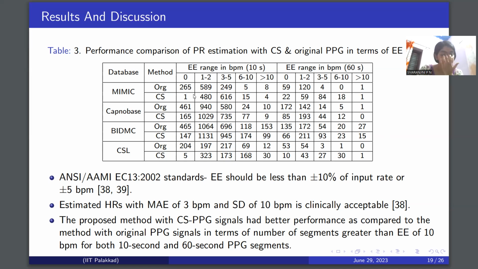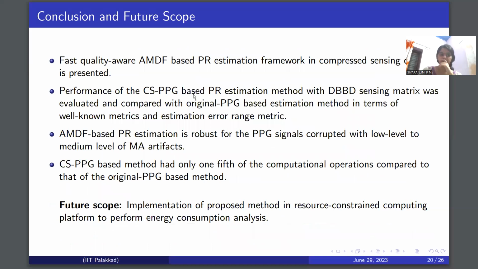And we also see that the number of segments which have error 0 is less for CS PPG. However, the number of segments which have error within 5 beats per minute is almost equal or better for CS PPG. And for the conclusion, we have presented a quality-aware AMDF-based pulse rate estimation framework in the compressed sensing domain.